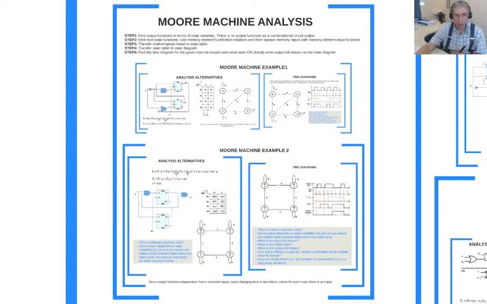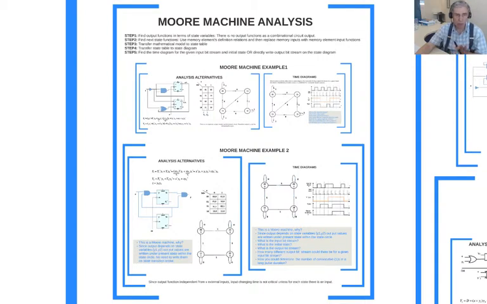So there are two examples here. The first one, I'm not going to go into the details of this Moore machine analysis, but I'm going to talk about what this Moore machine is. So rather than analysis, I would like to deal with the definition of the Moore machine and the differentiation between Moore and Mealy machines.